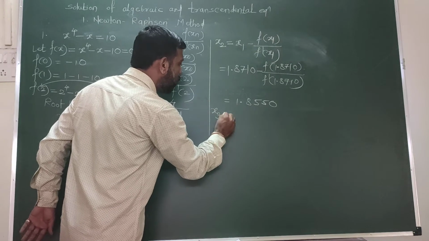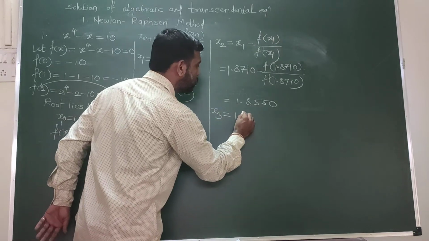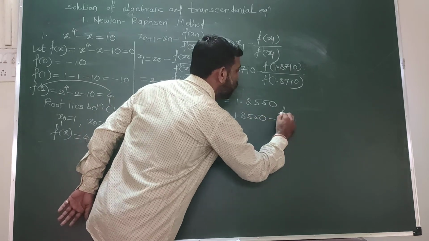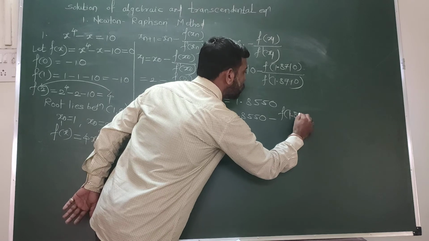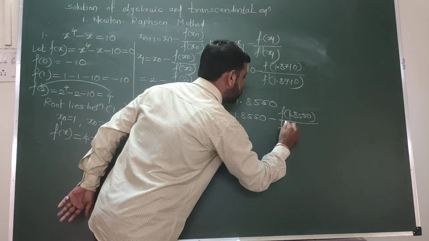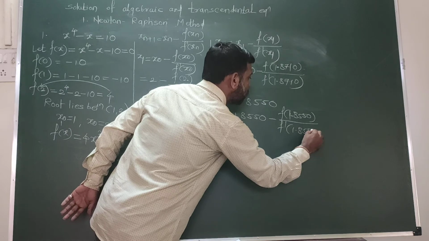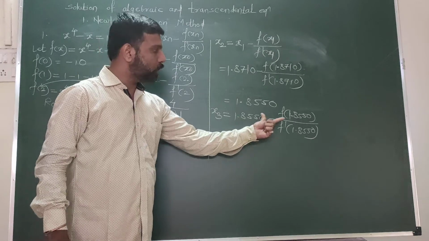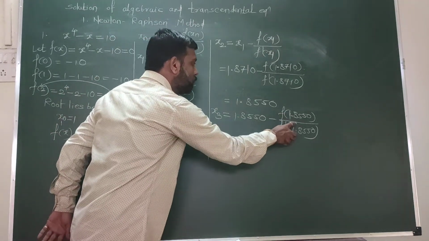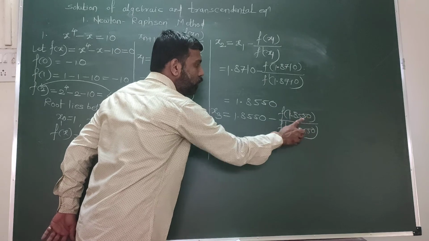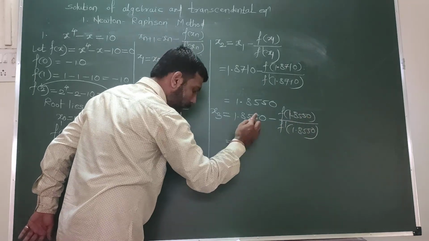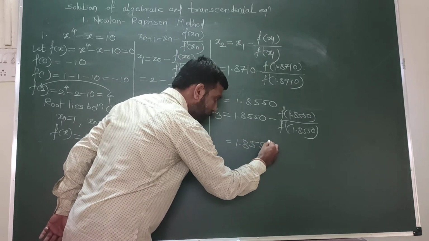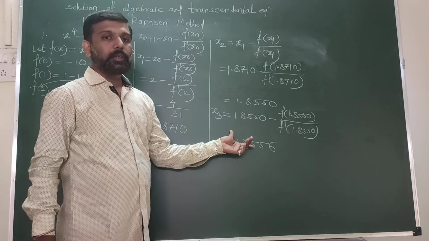Now again we'll continue for the third approximation. Now in this I am directly substituting the value. So the last x2 value we substituted in the next approximation. So calculate f of 1.8550, similarly f dash, and after the calculation we have the output of this. So this is our third approximation.